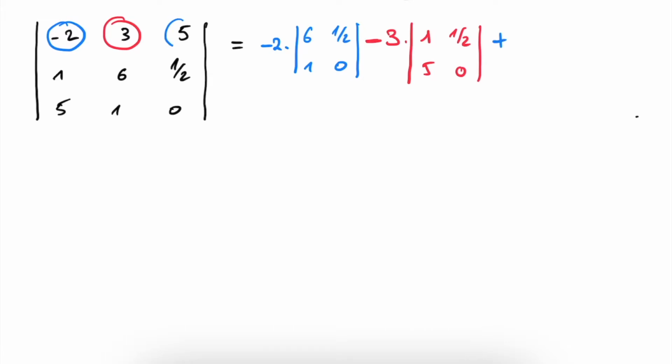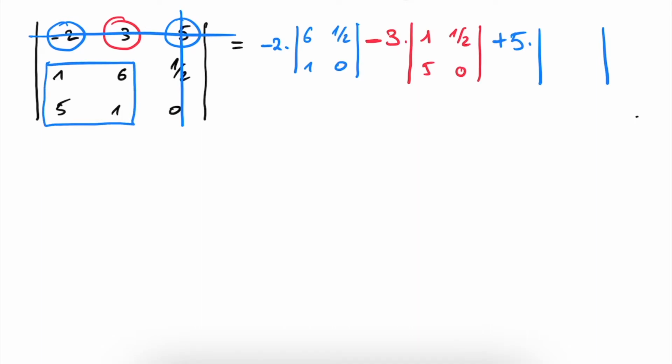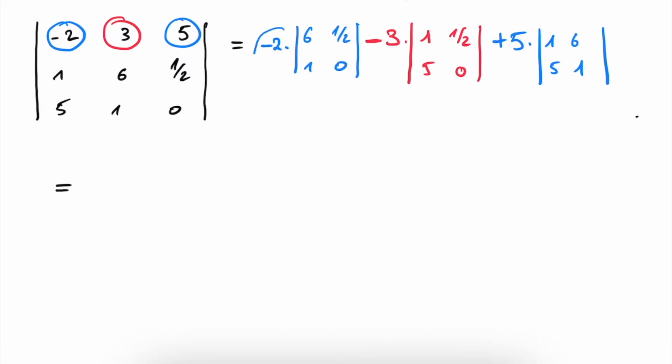Then we take this third element, we add 5 times the determinant that comes from ignoring the column and the row of which this 5 is a part of, and we look at the numbers that remain. So it's 1, 6, 5, 1. So we get 5 times the determinant of 1, 6, 5, 1. And now we calculate these 2 times 2 determinants and just never forget these numbers in front of it. This becomes minus 2, not to be forgotten, and then this 2 by 2 determinant.